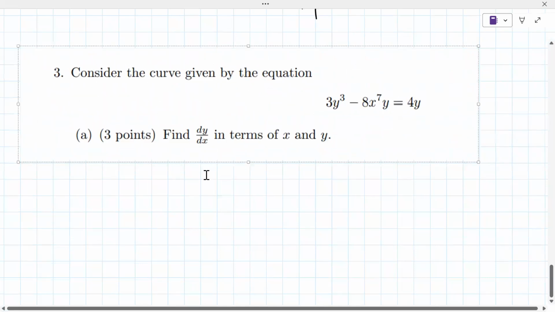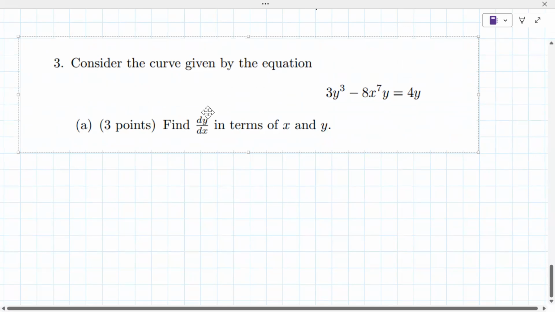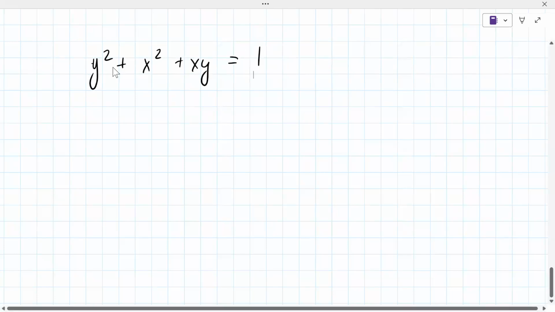Okay. So this is an implicit derivative problem. This one's pretty challenging. Do you want us to start off with an easier one before we do this one? Yeah, because I'm gonna be honest, I don't really remember how to do this. Okay. y squared plus x squared plus xy equals 1. So implicit derivatives: the derivative of y squared, you treat it like an x. Like what's the derivative of x squared?